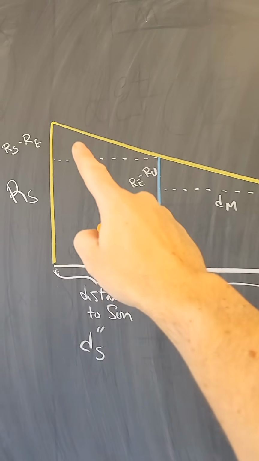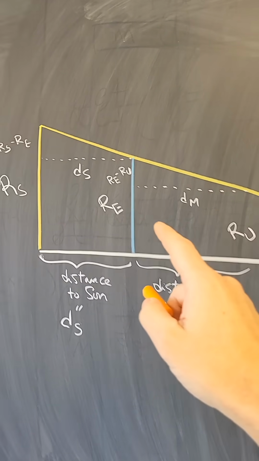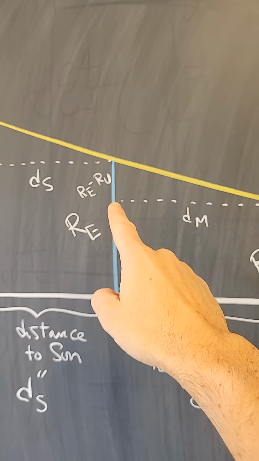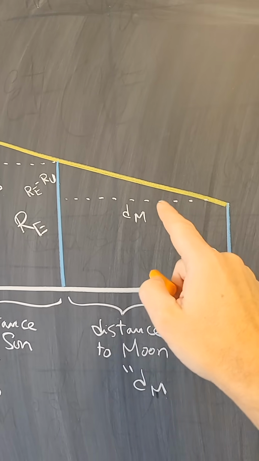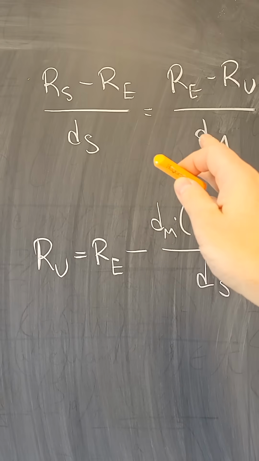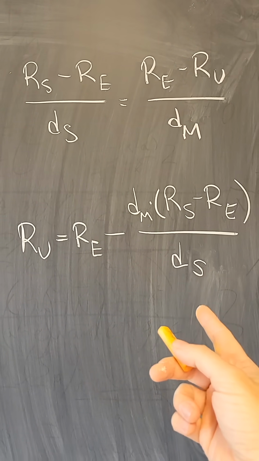How? Because this triangle over here and this triangle over here are similar triangles, and therefore the length of this side divided by this side has to be the same as the length of this side divided by that side, and that's going to allow me to compute r sub u. Because I get this equality and I can solve for r sub u in terms of the other constants.